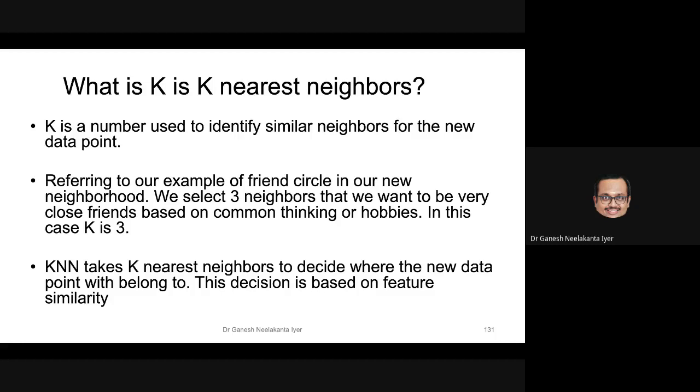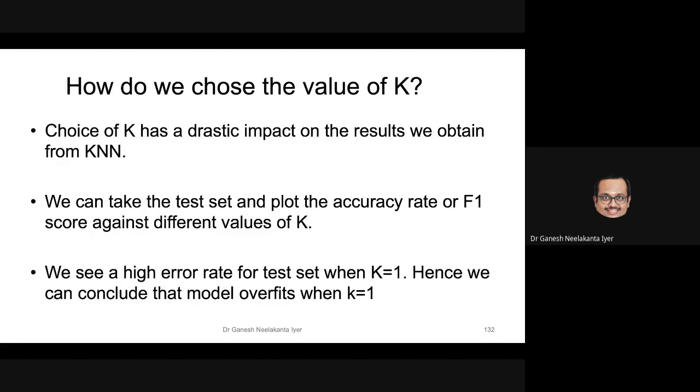K is a number used to identify similar neighbors for the new data point. So referring to our example from the friend circle, if K is 3, that means I will talk to 3 people to decide whom I want to be a friend. If K is 5, I'm going to talk with 5 people to decide which of that 5 will be my friend. So KNN decides, given a new data, which of the neighbors this data should belong to. And the choice of K has a good impact on the results.